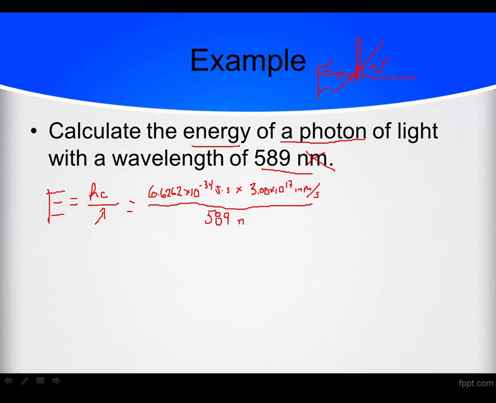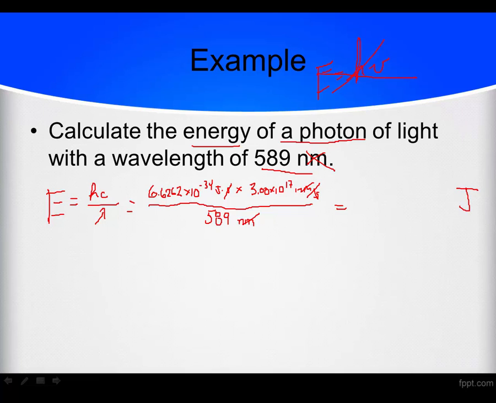589 nanometers. Okay. Hey, if we want to use these units properly, we should cross out the things that cancel, right? Nanometers cancel with nanometers. Per second cancels out with seconds. What units do I wind up with?